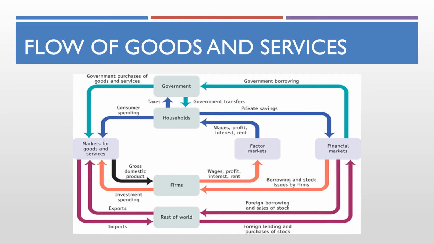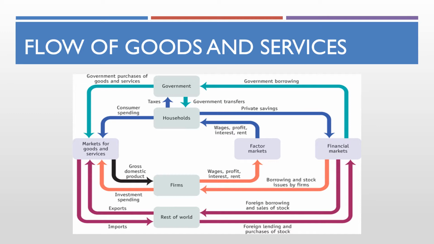Those are the two fundamental agents that we always talk about. Additionally, we're adding the government and also the rest of the world into our model so that we can make this model a little bit closer to reality. Out of the four agents, they are going to interact with each other in three different markets. Here we define the market for goods and services, the factor markets, and also the financial markets.